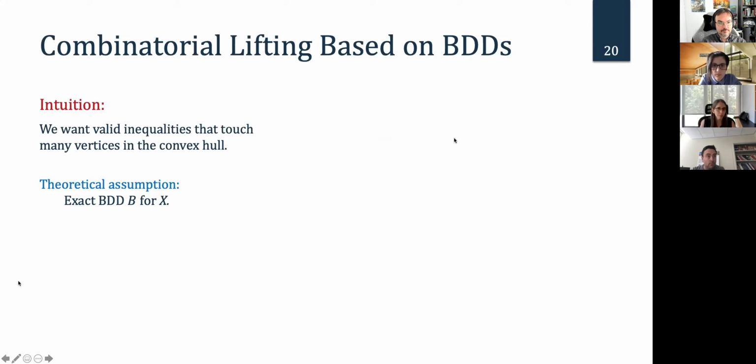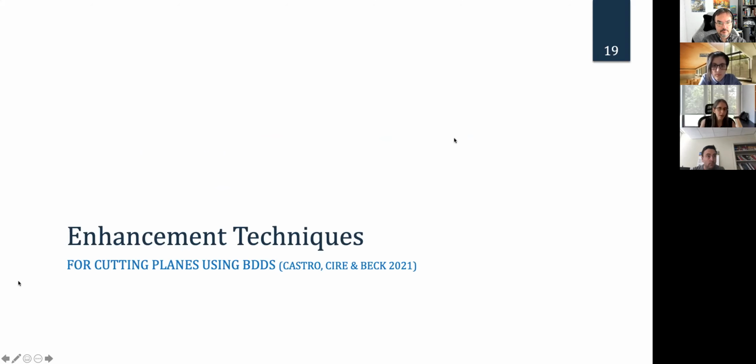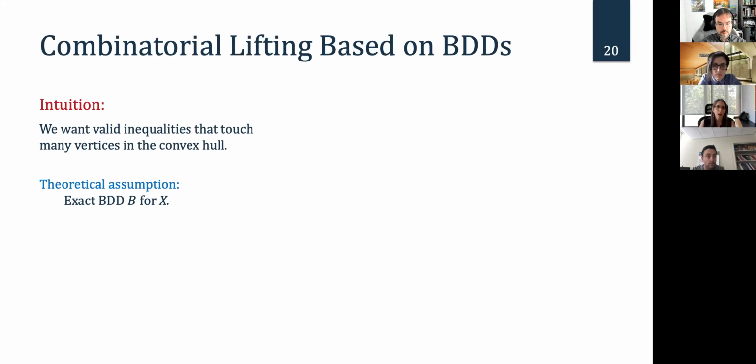So let's move on. Now I'm going to show you part of our work on what I call an enhancement technique: basically, how to improve cuts that we get either from a decision diagram or from other techniques, using a BDD to make them stronger. Here again, we're going to focus on the binary case. We propose what we call a combinatorial lifting procedure based on BDDs.